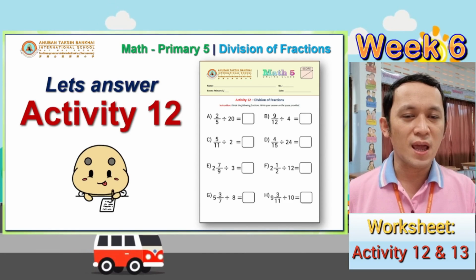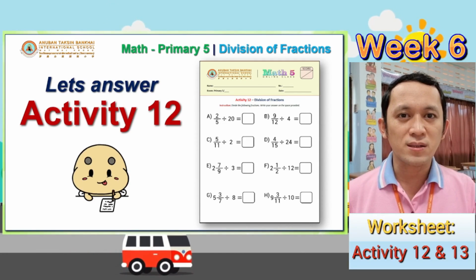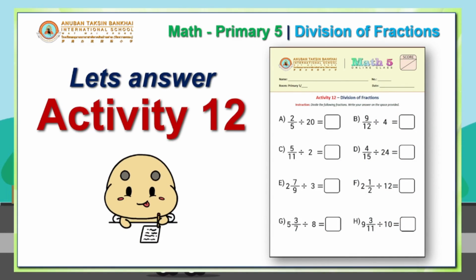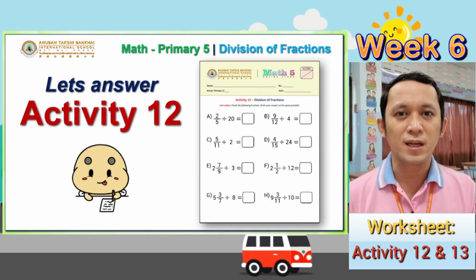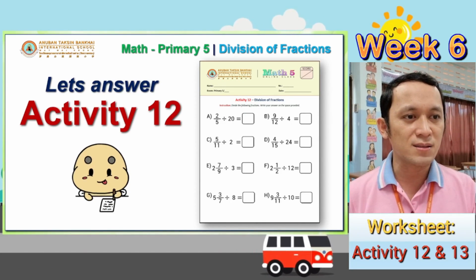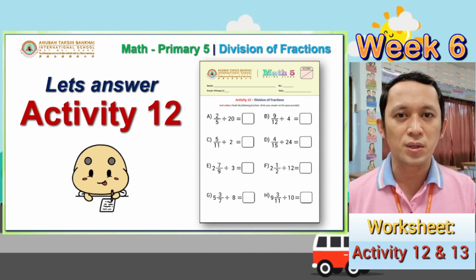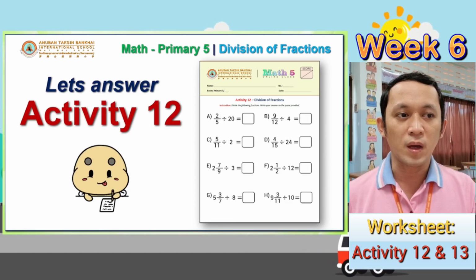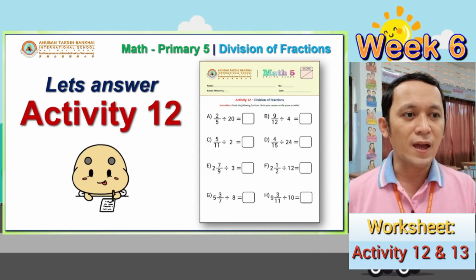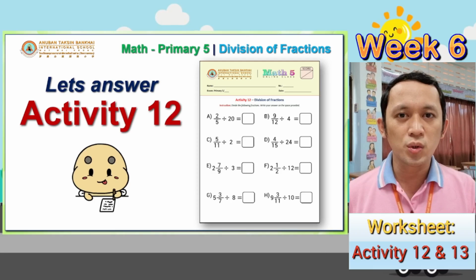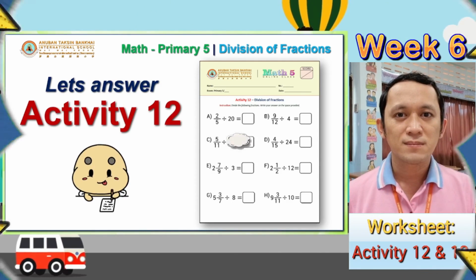Again, we have letters A to H. Write your answer on your paper and do not forget to write your solution in your notebook. If you don't have a notebook, you can just get any piece of paper and use that paper for your solution. Now let's discuss first letter A so that you have a guide on how to answer the rest of these in your worksheet. Now we have letter A. We have 2 over 5 divided by 20.